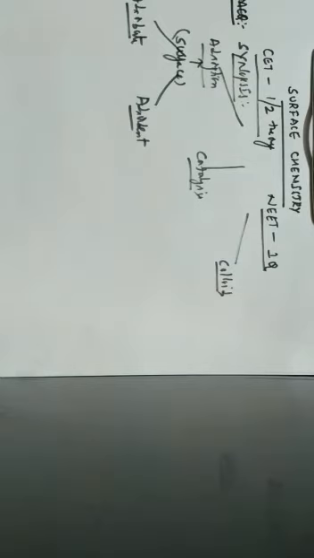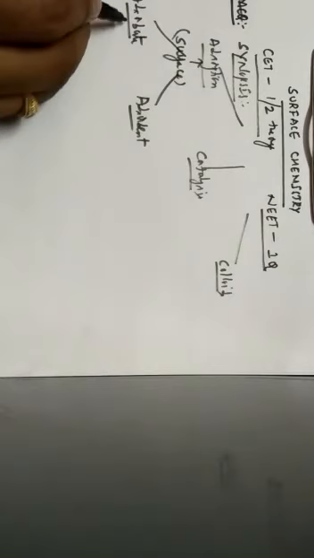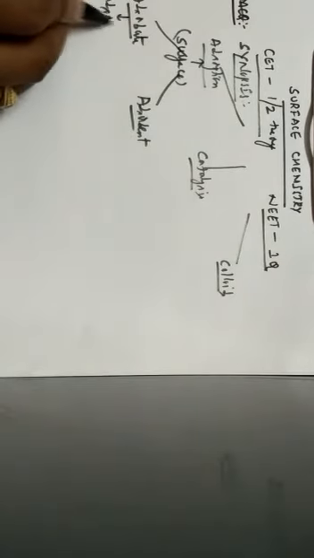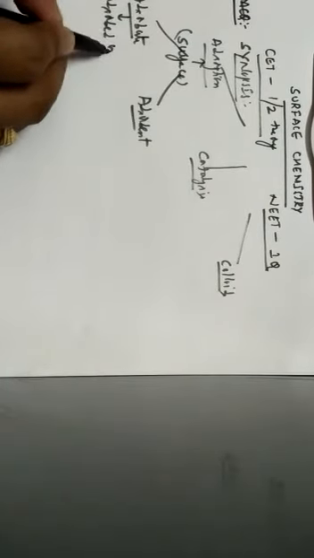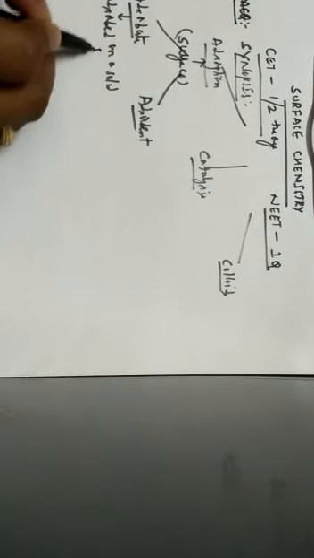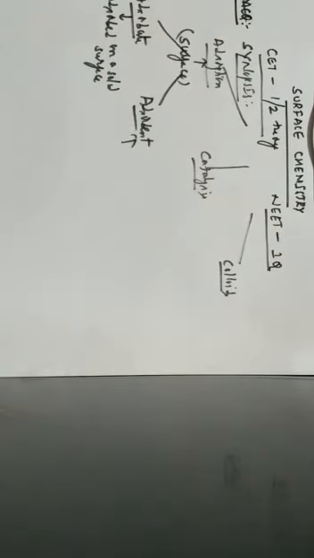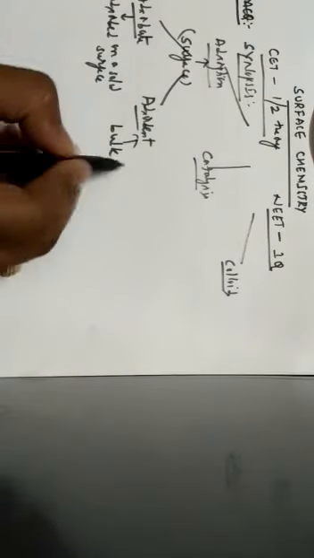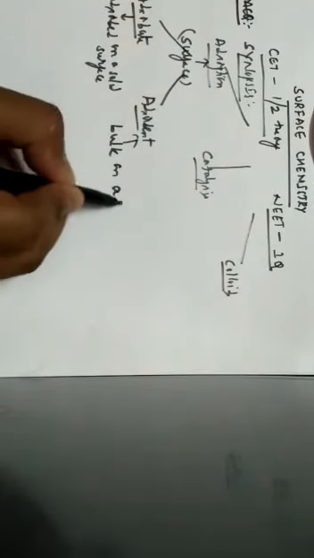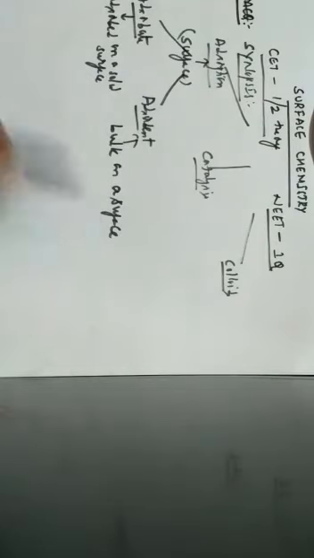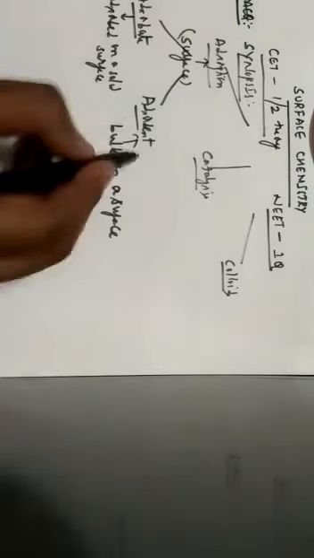When it comes to adsorbate, it is the substance which is being adsorbed on a solid surface. So the substance being adsorbed on a solid surface is called adsorbate. And when it comes to adsorbent, the substance present in bulk, on the surface of which adsorption takes place, is called adsorbent.